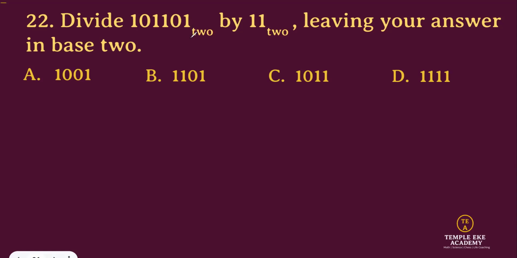101101 in base 2 divided by 11 in base 2, and leave our answer in the same base. It's good practice to convert each of these numbers to base 10. So the first step should be to take these numbers to base 10 and then carry out the division smoothly. And finally, convert our answer back to base 2. So let's get straight into the solution.